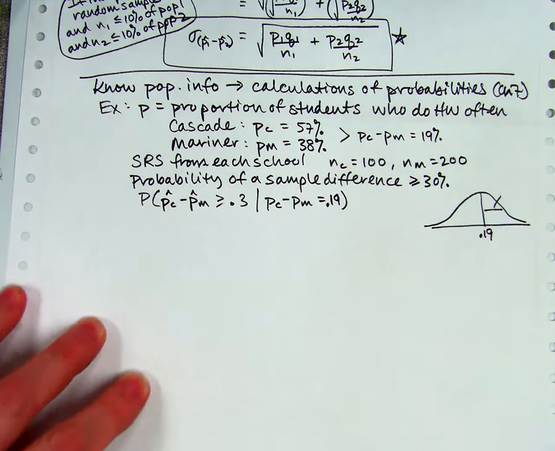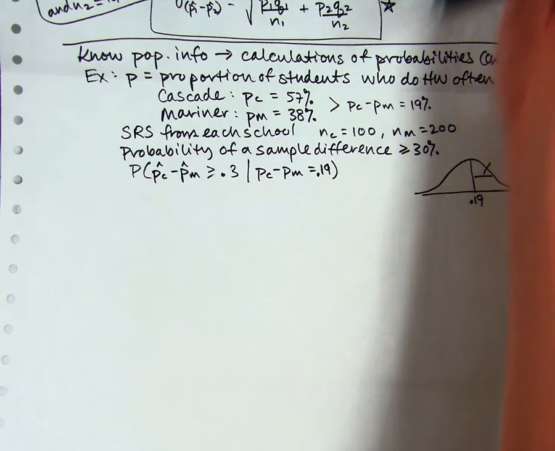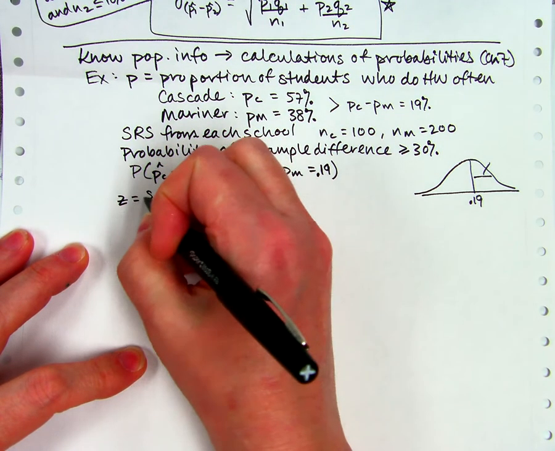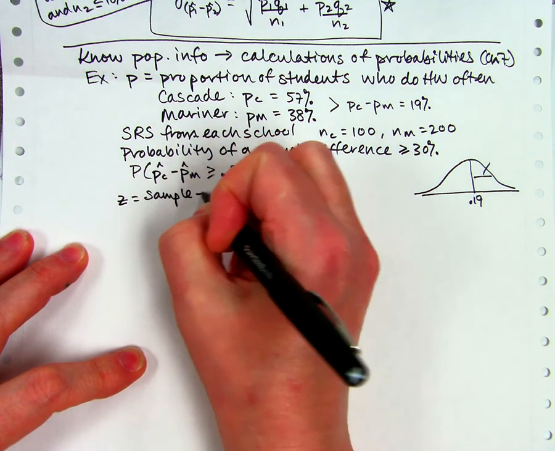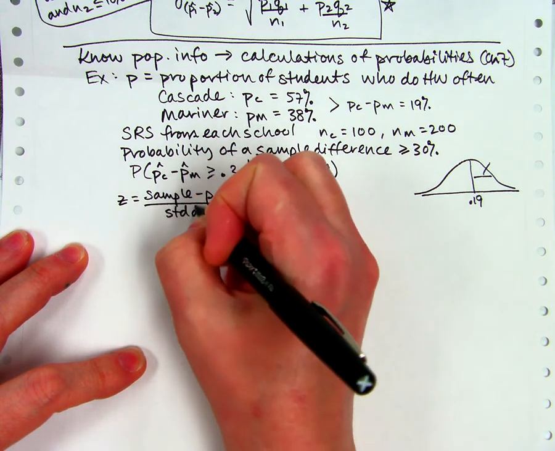So that's what we're about to calculate. And we would need to do this standard deviation and all of that good stuff. And we're going to find a z-score. That's where we're headed because it's a normal curve. So let's find z. Let's remind you that z is always the sample minus the population over the standard deviation.